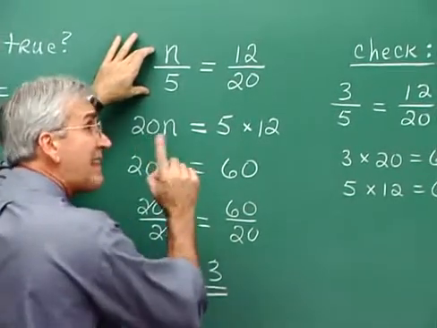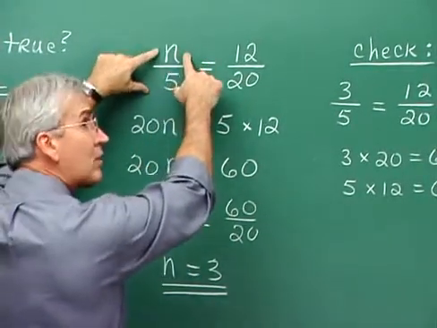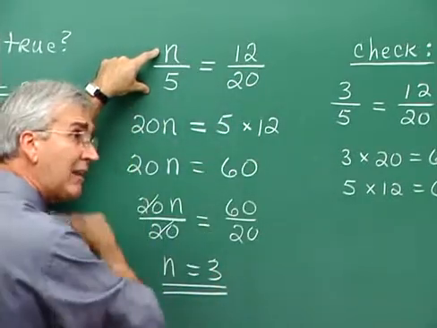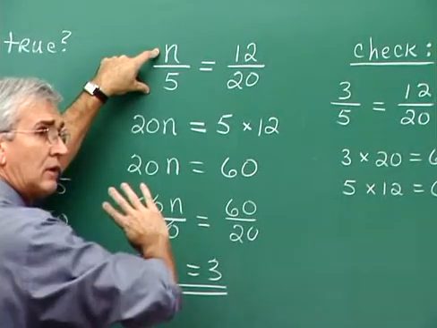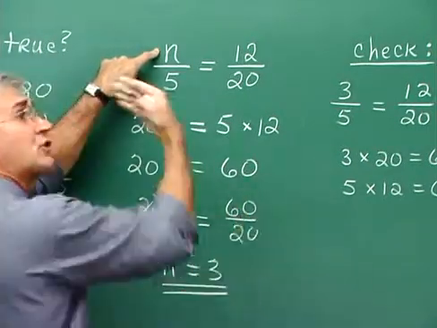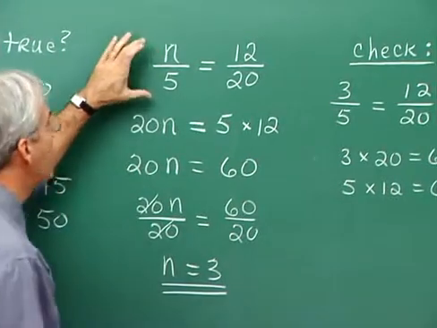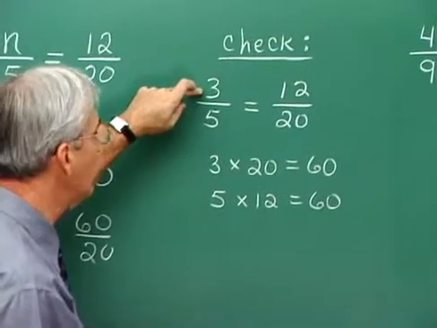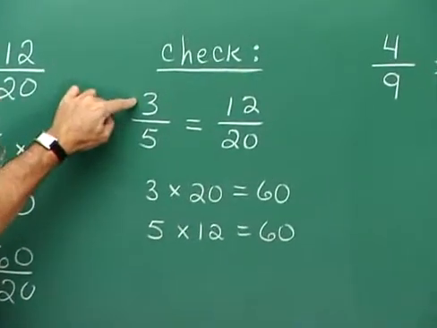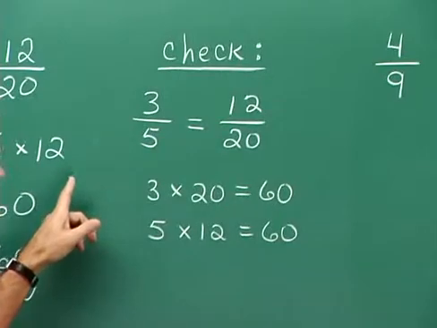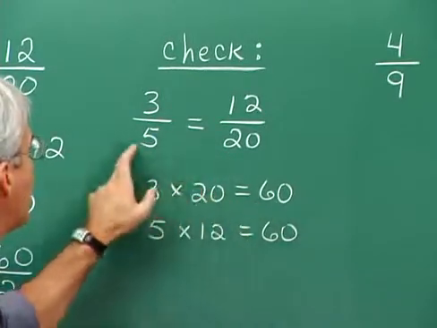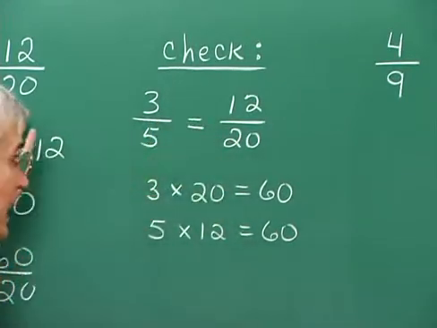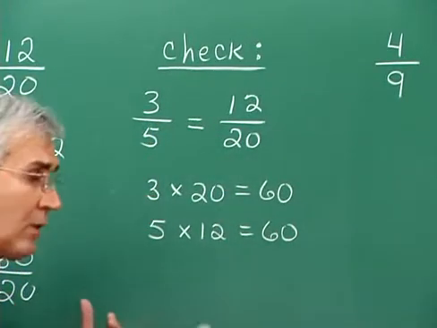That means that if I replace n with 3, that 3 over 5 will be equal to 12 over 20. So I can check that using the idea of checking to see if a proportion is true from our previous problems like this. I want to see if replacing n with 3 will make this true. So I write the proportion with the n replaced with 3, and I go through this cross multiplication. 3 times 20 is 60. 5 times 12 is also 60. A true statement, a true proportion. So when n is replaced with 3, we have a true proportion.